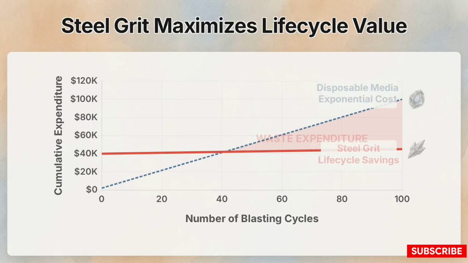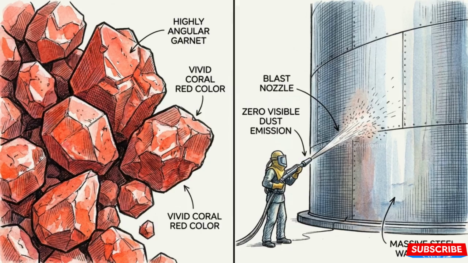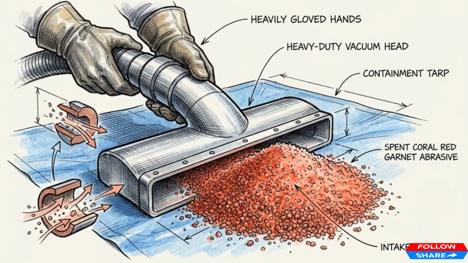But if you are a field and maintenance contractor working in open-air setups or temporary containment, hauling heavy steel recovery gear isn't an option. For the field, GMA garnet is optimal. It provides an aggressive, subangular pattern with very low dust generation, and it can still be recycled 3 to 5 times using standard portable vacuums.